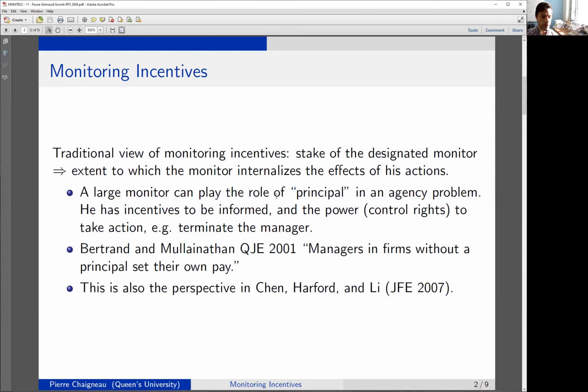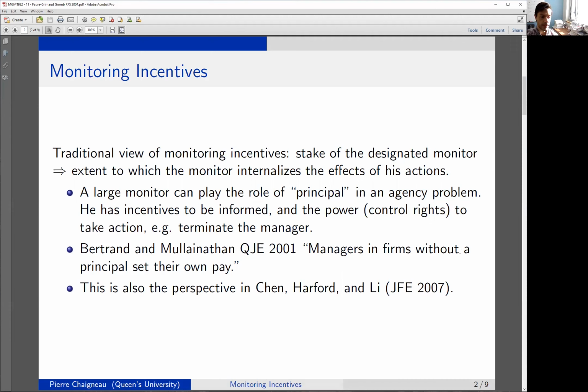Okay, this is consistent with the idea that a large monitor can play the role of a principal in an agency problem because he combines two things, right? He has the incentives to be informed because he owns a large percentage of the firm. And he also has the power to take action because by owning a large percentage of the firm, he will have enough control rights to take any value increasing actions, for example, terminating the manager, changing the payout policy, and so on.